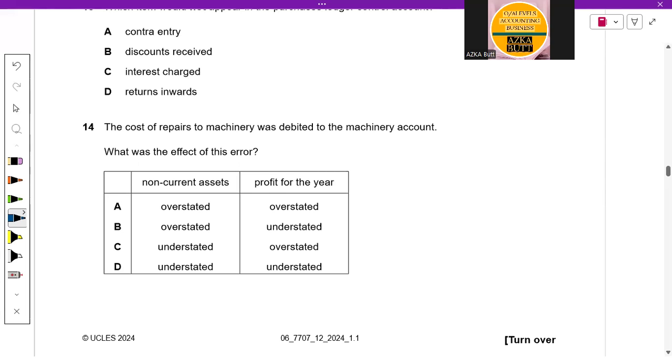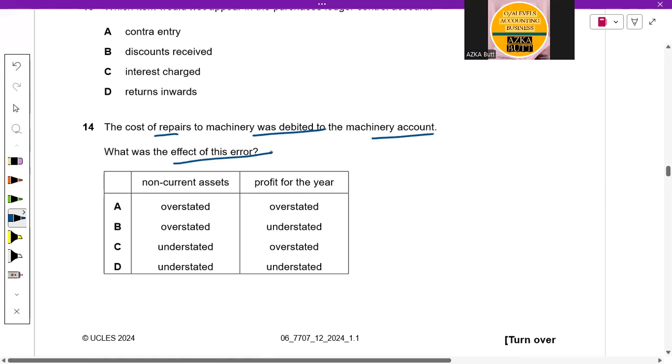Okay, so now let's see question number 14. The cost of repairs to machinery was debited to the machinery account. So what was the effect of this error? So basically, a non-current asset, it means that machinery account. The cost of repair should have been recorded as an expense, but it was incorrectly added to the machinery account. This causes the machinery account to be overstated, as the asset value is artificially inflated by the repair cost.